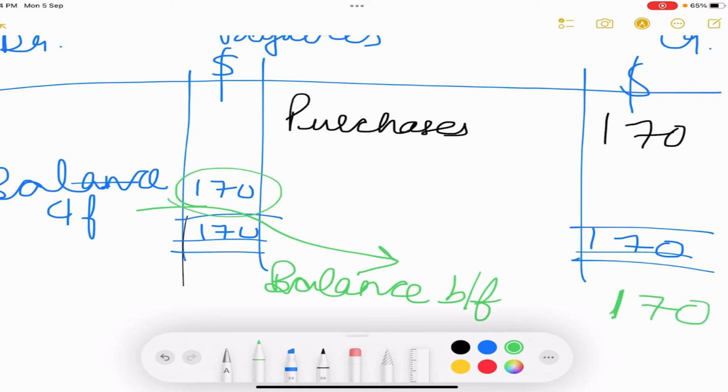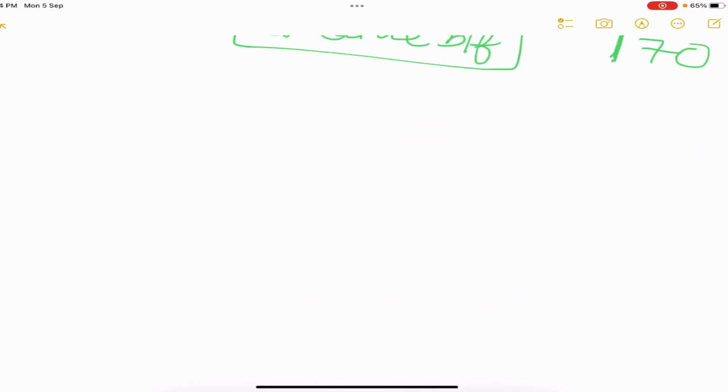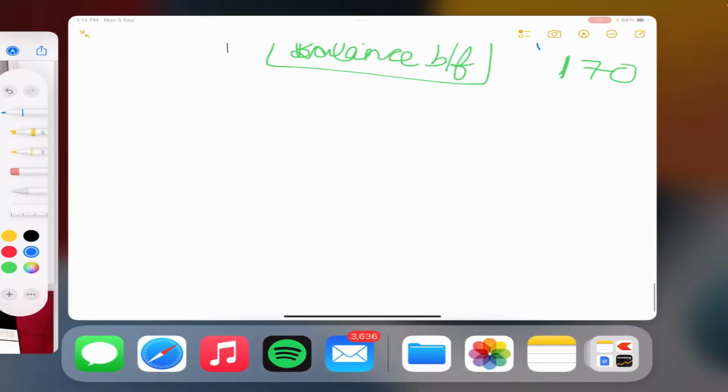Because once you close the ledger, this is of the next period. You need to continue and you need to bring forward the balance which we had in the end of the previous period. That is why we do this. Now when we do the questions, this will get more clearer to you. So don't worry about that. Let's move on.